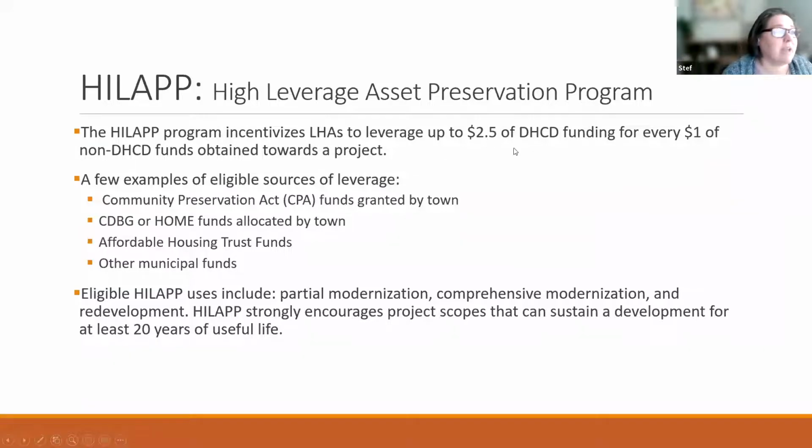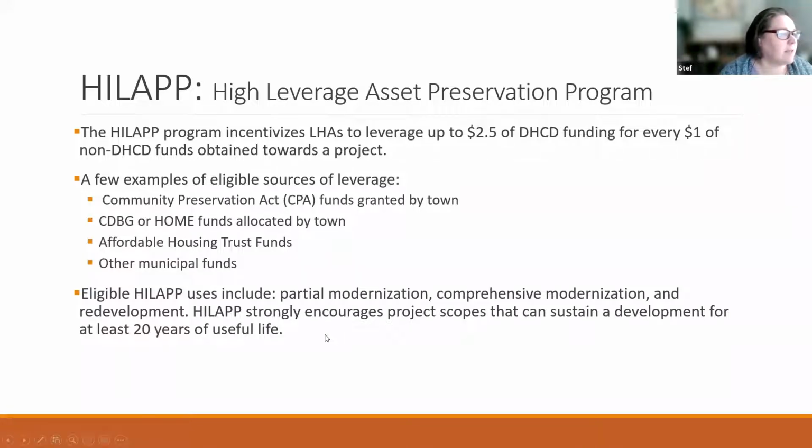So it's like $2.50 for every dollar that a housing authority finds elsewhere, whether it's the town, like you can see CPA dollars, CDBG dollars, affordable housing trust funds, any municipal funds. If they get dollars like that, they can apply for HILAPP, and we will match those dollars by 2.5 for every one of theirs. And it's a way for a lot of other programs to really help support the work that's happened. And we really want to try to encourage that kind of collaboration.